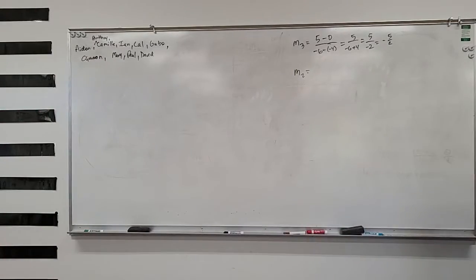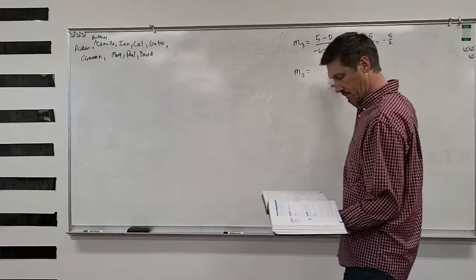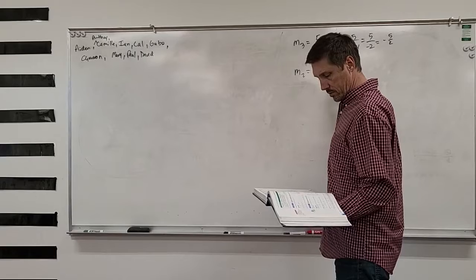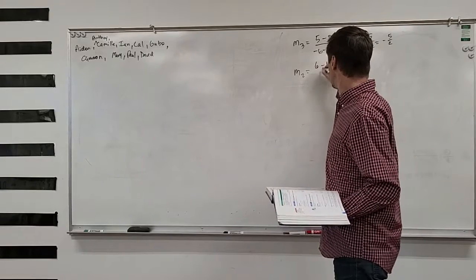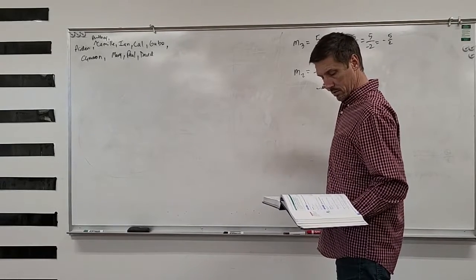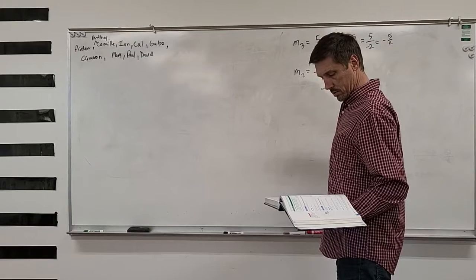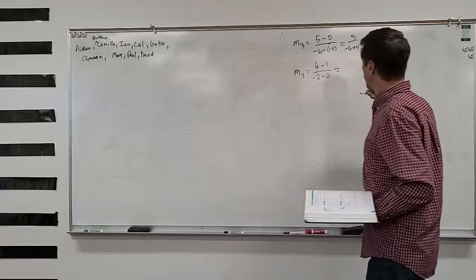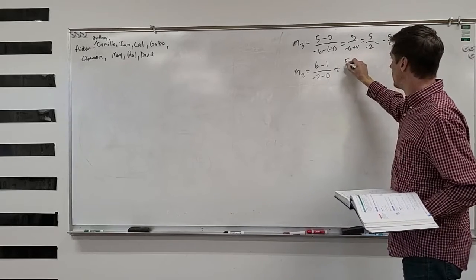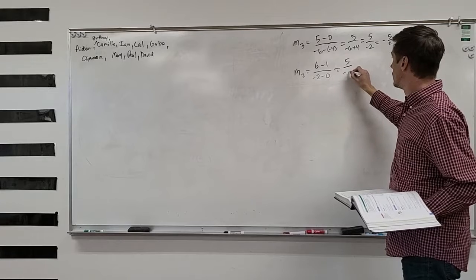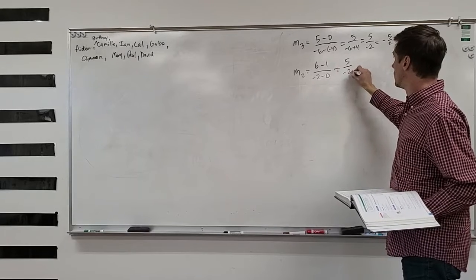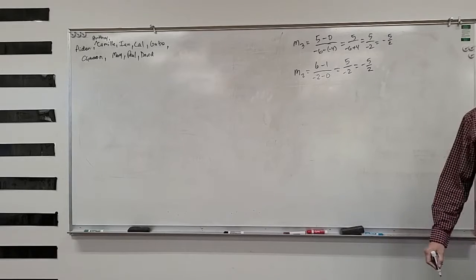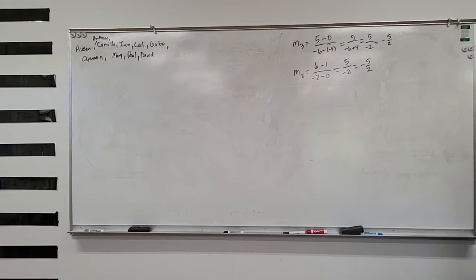So what would I do? It'll be y2 minus y1, so I'll just do 6 minus 1. And then that'll be over -2 minus 0. So that turns into 5, and then another over -2. So our overall value is -5/2. Are those two lines parallel? Yes, they have the same slope.